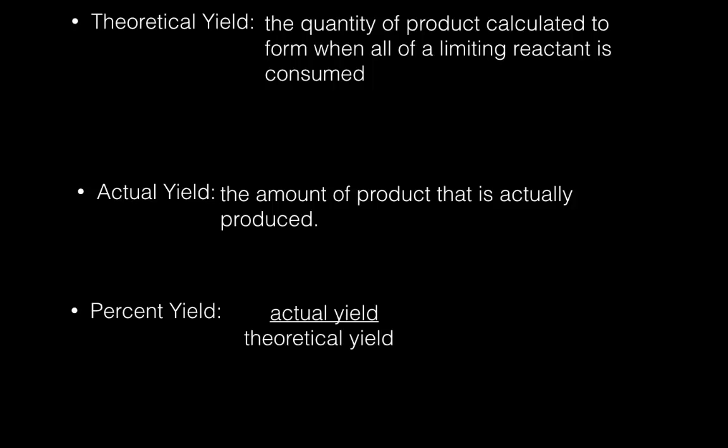Now the percent yield is the actual yield, so what we actually got in the lab, divided by the theoretical yield, what we should have been able to produce in the lab based on how much limiting reactant we had. Now, if you multiply that by 100%, that gives you your percent yield.